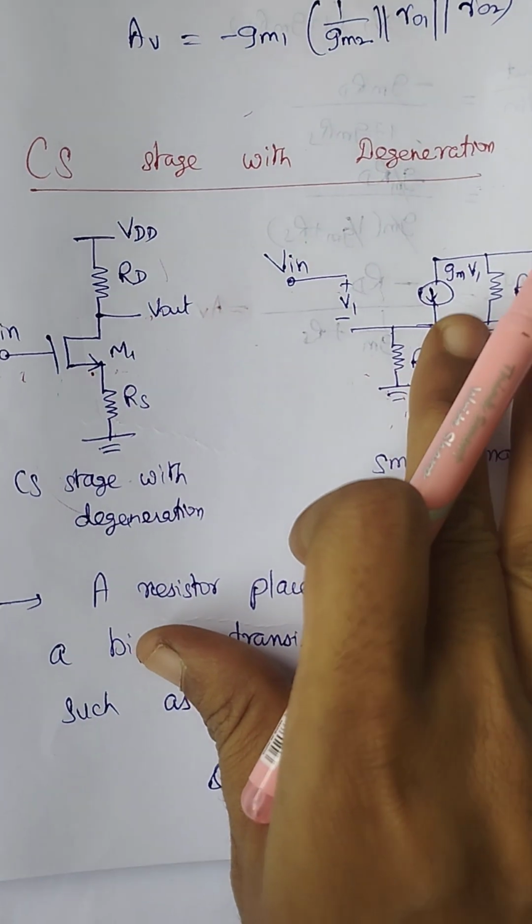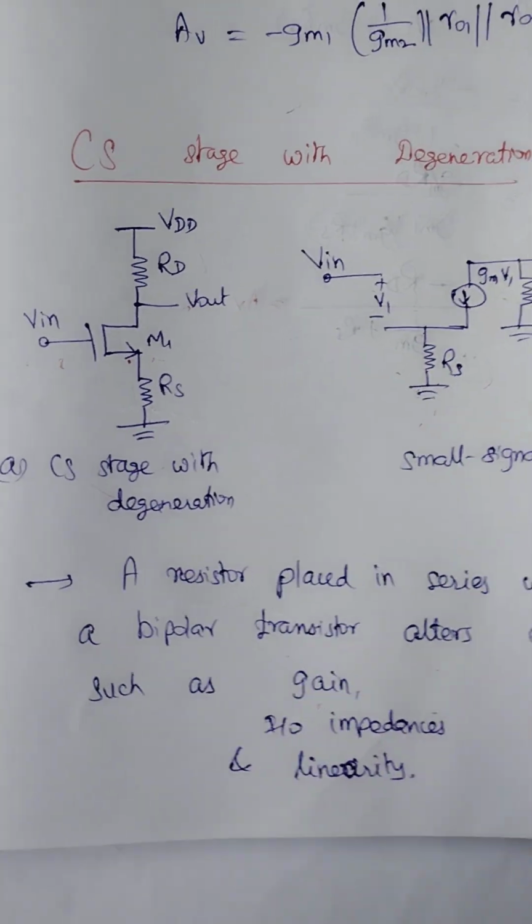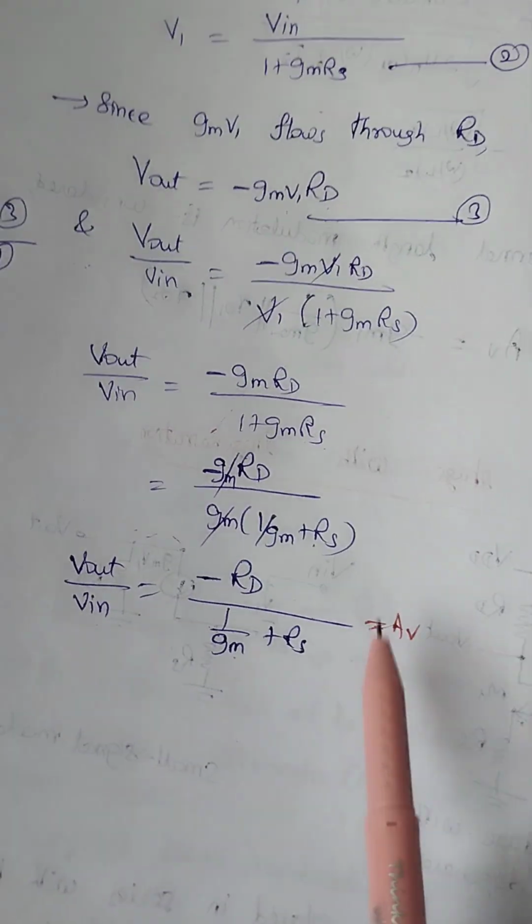So in this common source stage, we have found the gain equation AV.